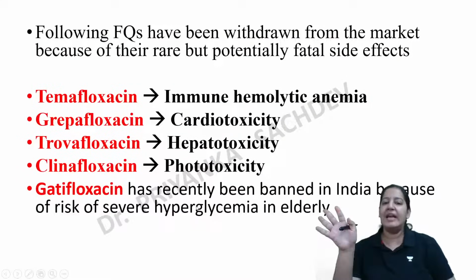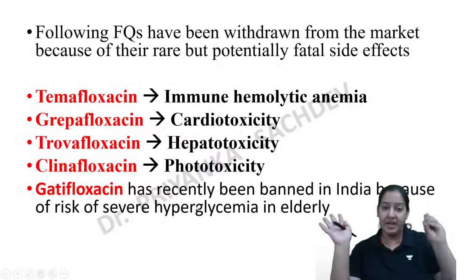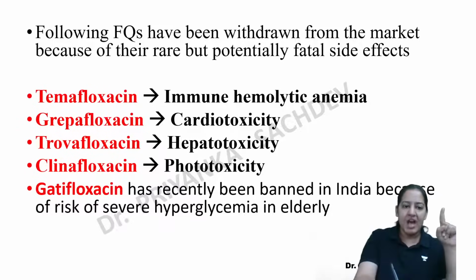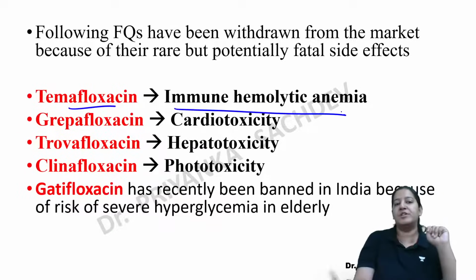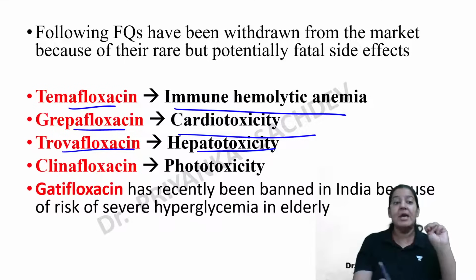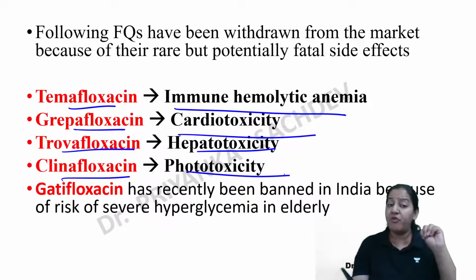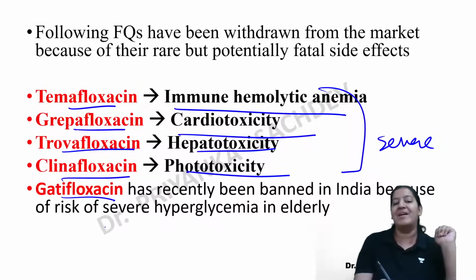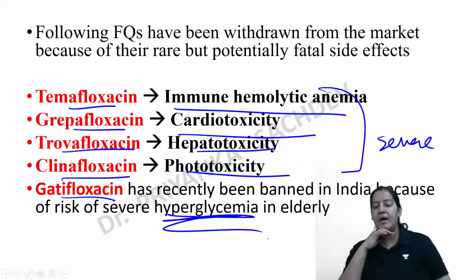Now some of them are banned in India. They are not available in the market. They are 5 in number, and you should know the reason why they are banned. Tamiflox is banned because it causes immune hemolytic anemia. Grapaflox is banned because it causes cardiotoxicity. Trovaflox is banned because it causes hepatotoxicity. Clinaflox is banned because it causes severe phototoxicity, so severe that it is intolerable. And Gatiflox को अभी banned हुआ है. It is banned recently in India because of severe hyperglycemia, drug-induced diabetes.